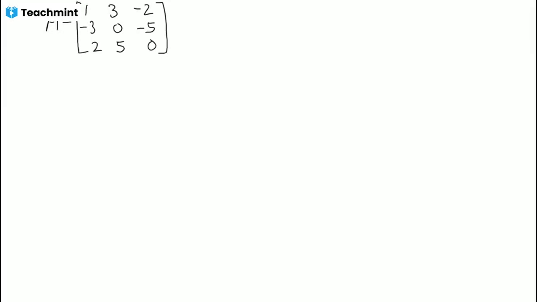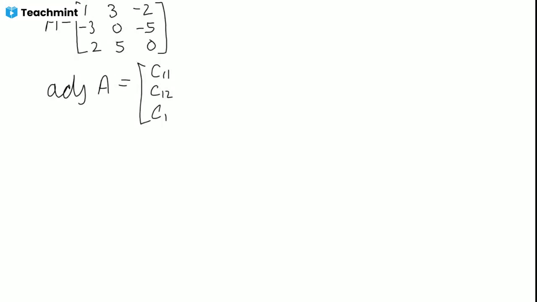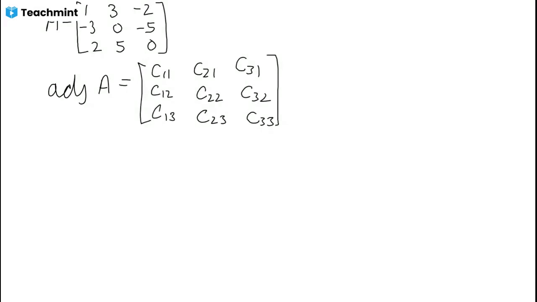Adjoint of A will have C11, C12, C13, C21, C22, C23, C31, C32, and C33. And now we need to find the values of all of these. Okay. Now we learn how to find them.